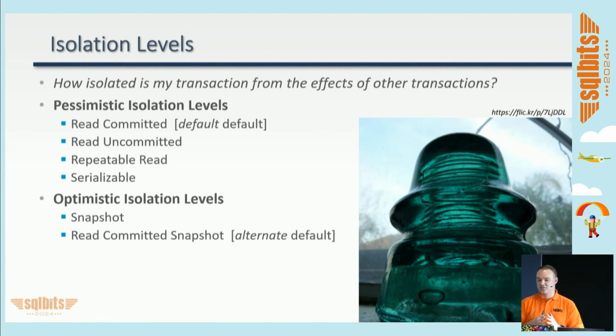So as I mentioned, there's pessimistic and optimistic concurrency, and SQL Server has six different isolation levels that implement these.